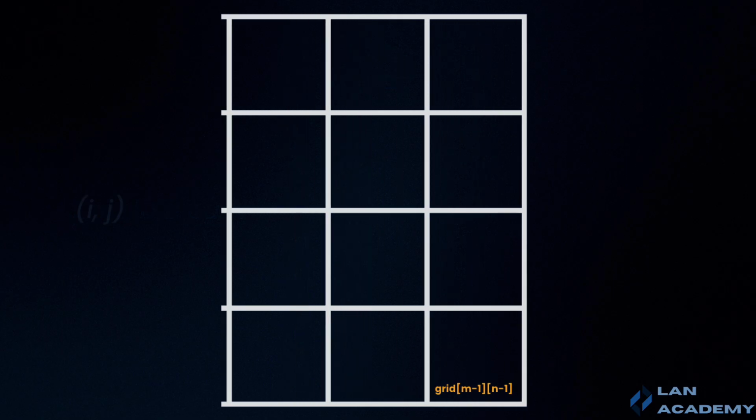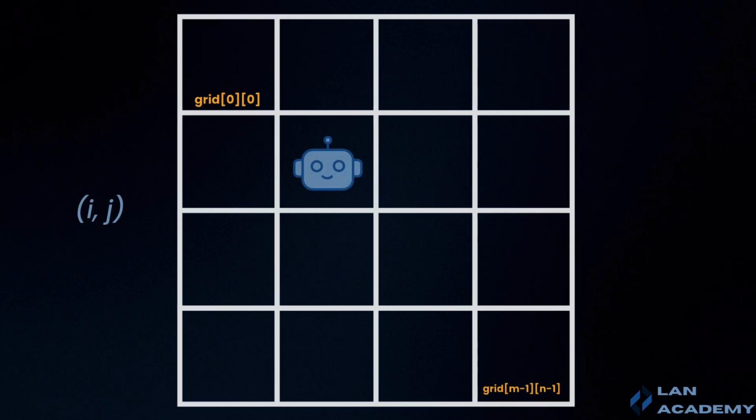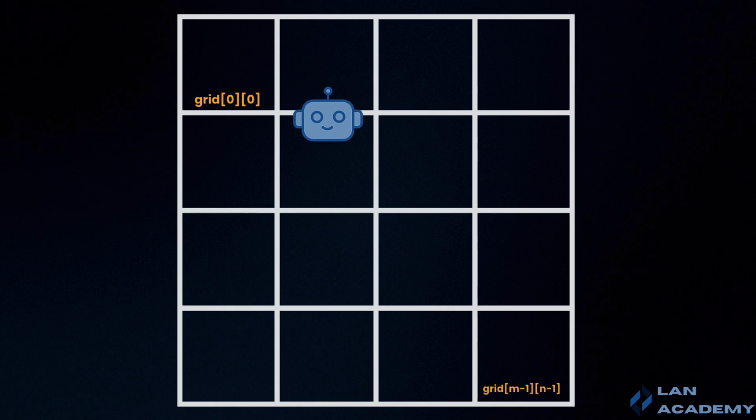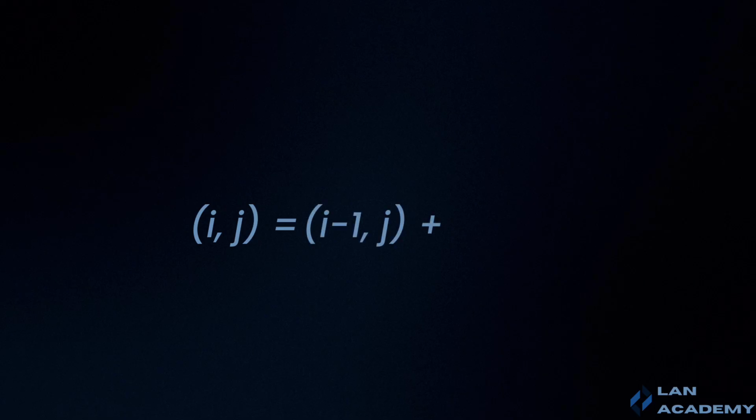For any other cell ij, the robot can arrive either from the cell directly above it, i-1 and j, or from the cell directly to its left, i and j-1. Thus, the number of unique paths to reach the position ij is the sum of the number of unique paths to reach i-1 j directly above and the number of unique paths to reach i j-1 directly to the left.